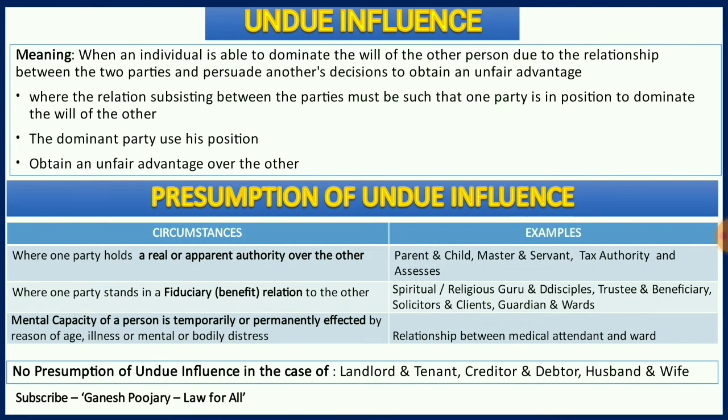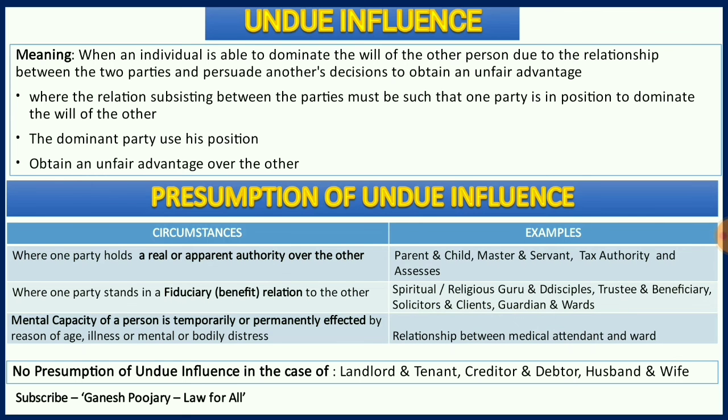In few relationships, there is already a presumption available that there can be undue influence. For those presumptions, I am giving both circumstances as well as examples, and in my next slide I am giving case laws. The first circumstance can be a real or apparent authority over the other, which can cause undue influence, and the examples can be parent and child, master and servant, and tax authority and its assessees. The second circumstance can be when one party stands in a fiduciary or beneficial relation to the other. In this case, the examples can be spiritual or religious gurus having undue influence over the disciples, and then there can be trustee and beneficiaries, solicitors and clients, and guardians and wards.